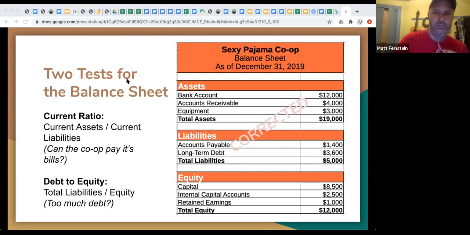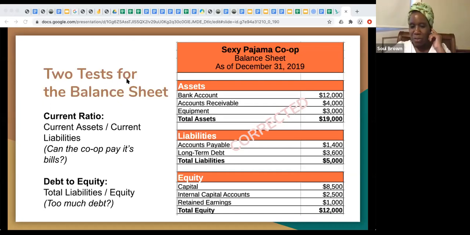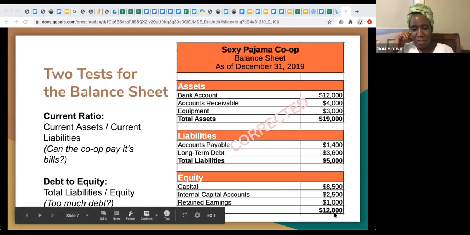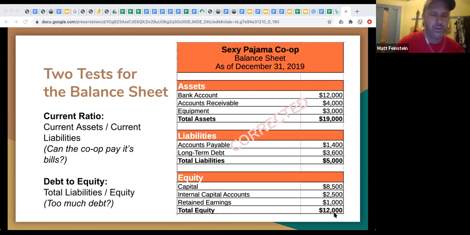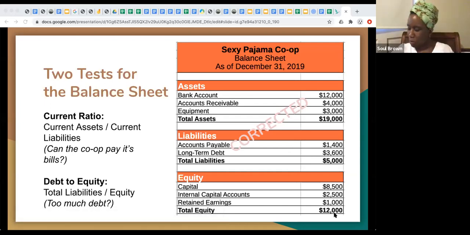Thank you. I have a question for you in regards to the lines in this. So capital equity, is that the amount that the owners invested in the company? How does that work?